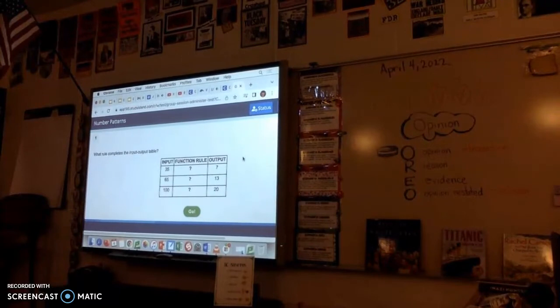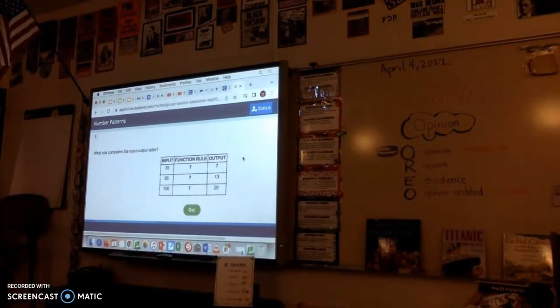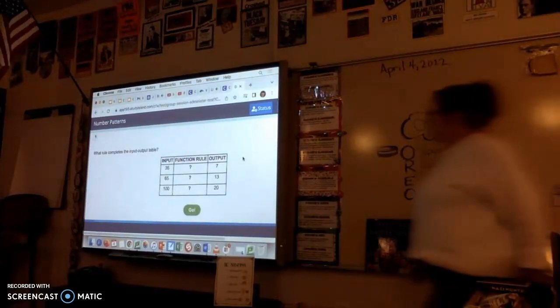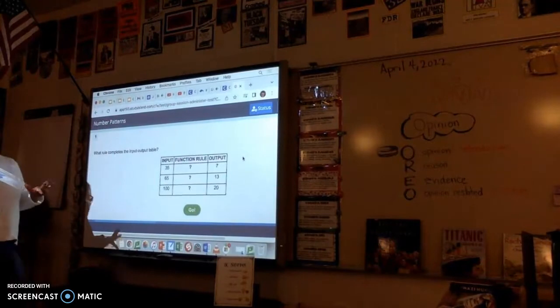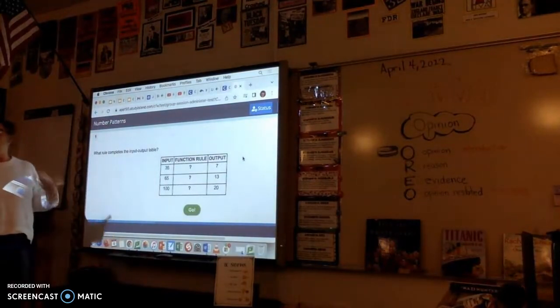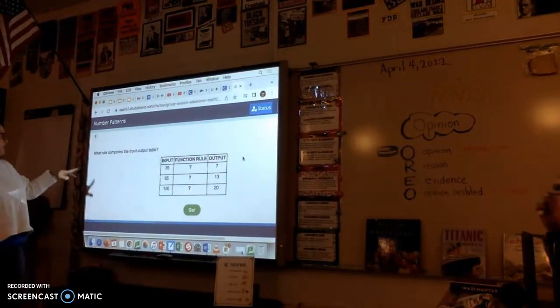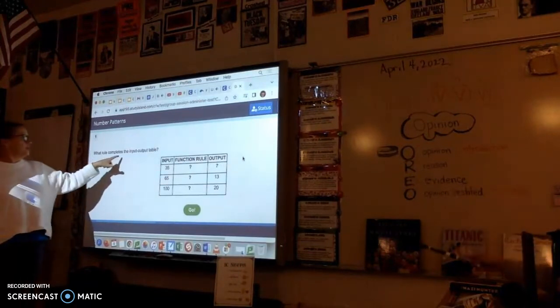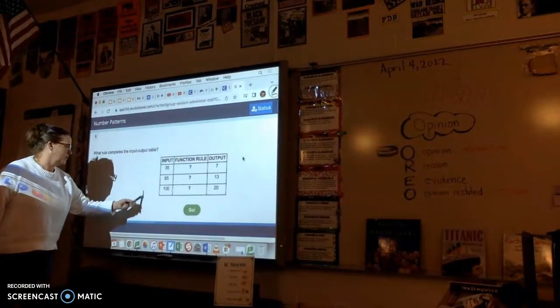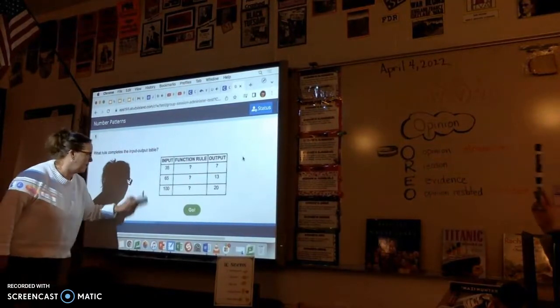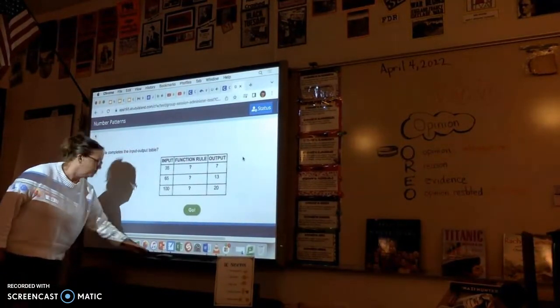All right. We are going to learn about number patterns today. So let's look up here. It looks difficult, but it is not that hard. You already know how to do coordinate plane. So it says, what rule completes the input-output table? Okay. So let's look over here at the table.